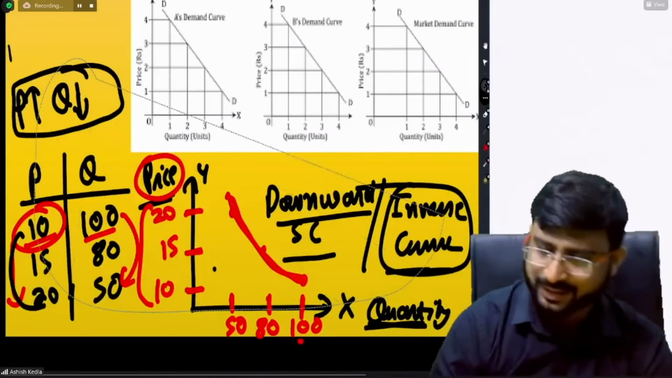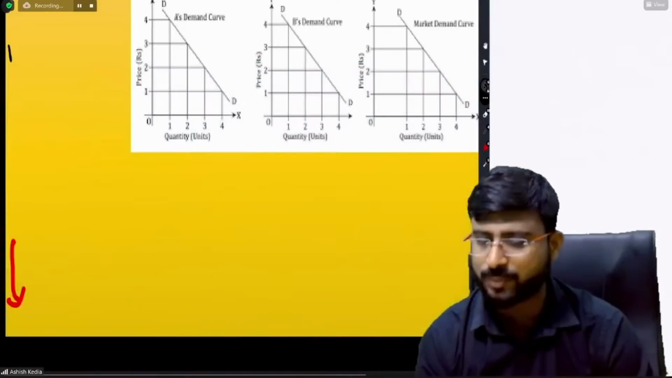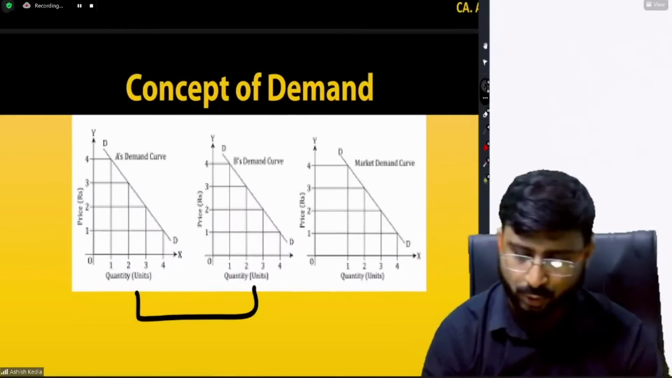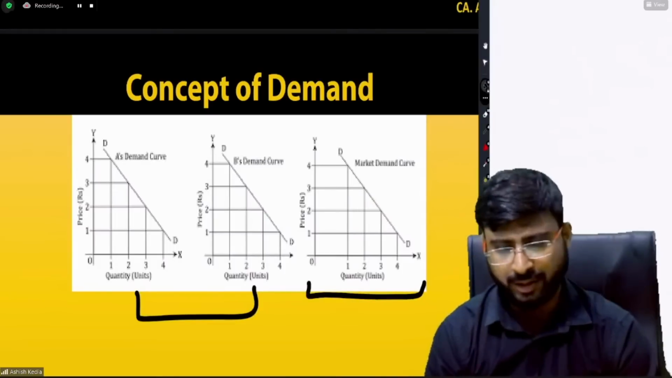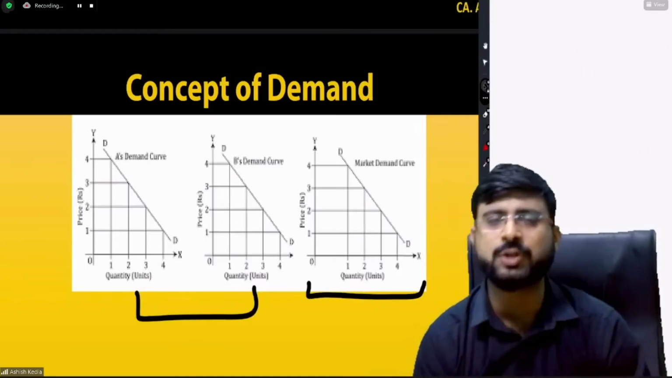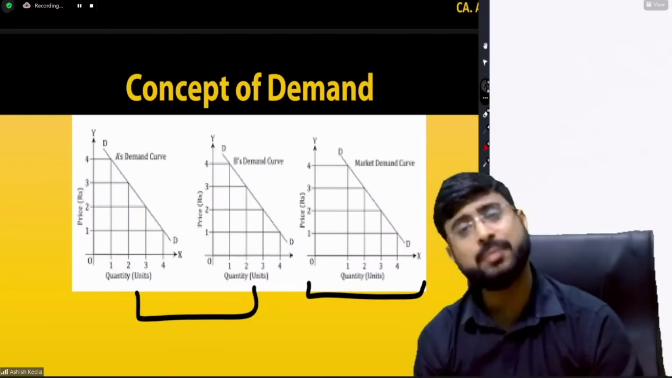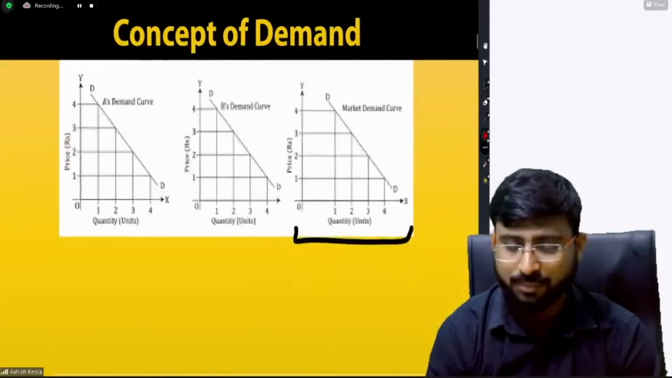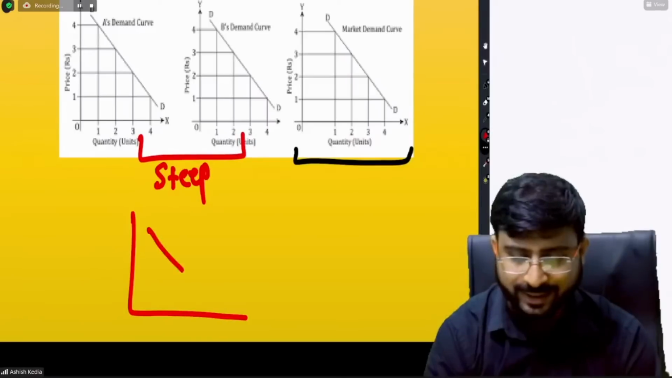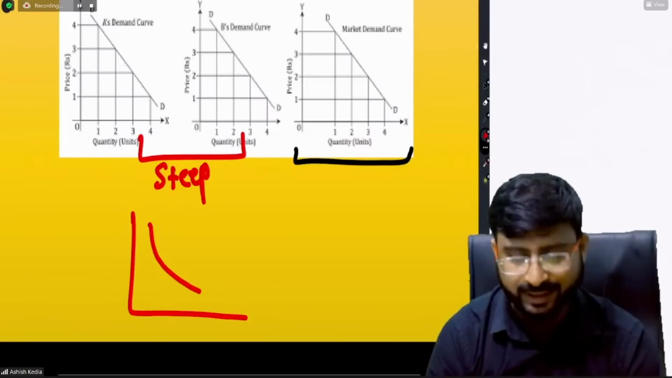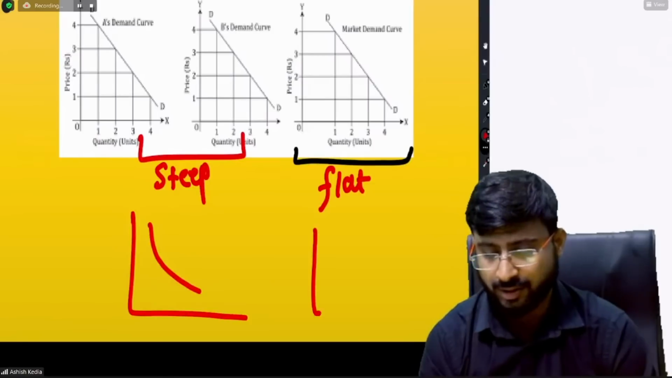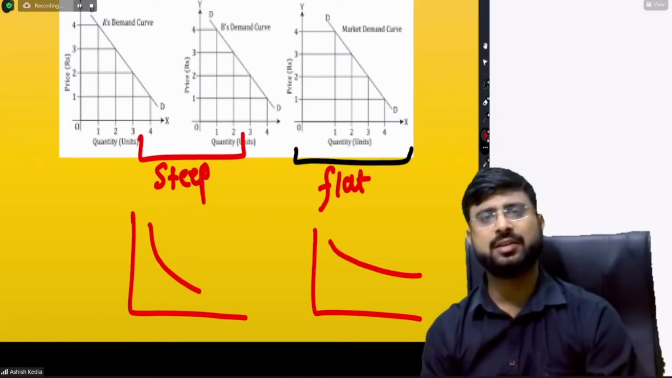So now, what interesting thing economists observed was that these are two individual demand curves, and then there is market demand. There is one main difference between the curves. Sir, what is the main difference? Individual demand curves are generally very narrow or steep. They will fall like this or like this. The market demand curve is relatively flat.